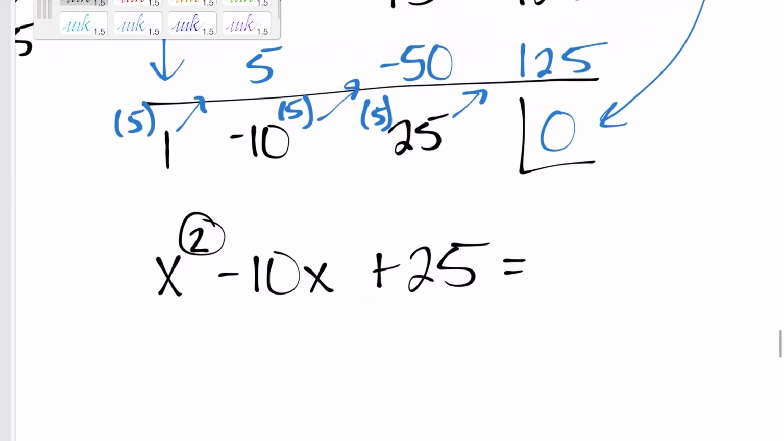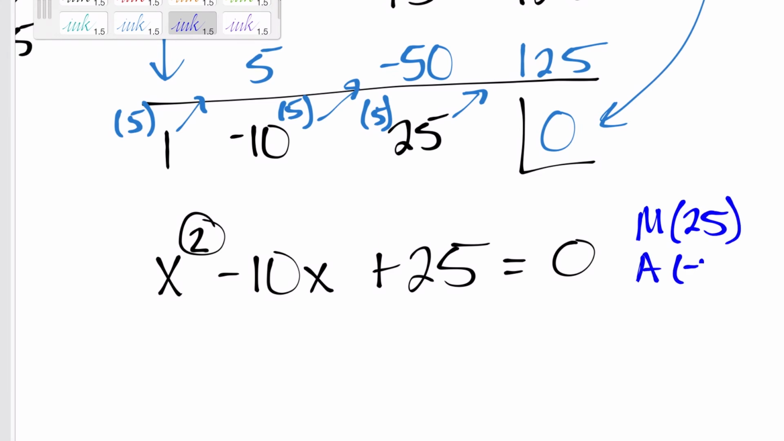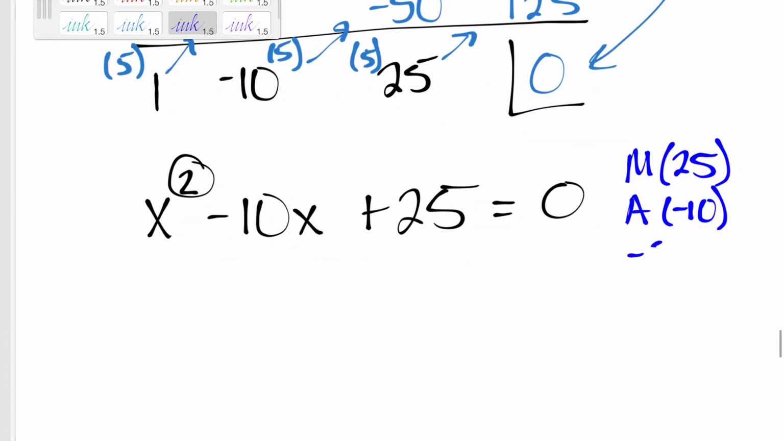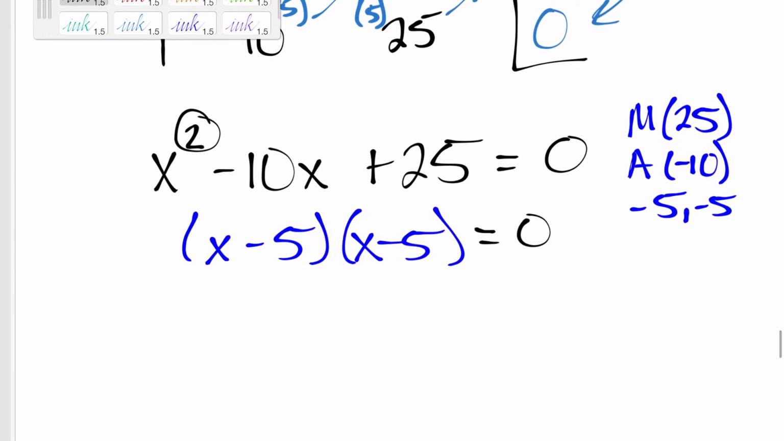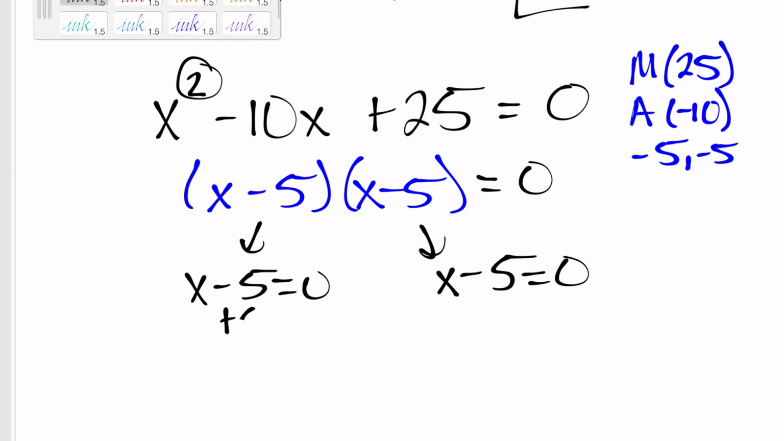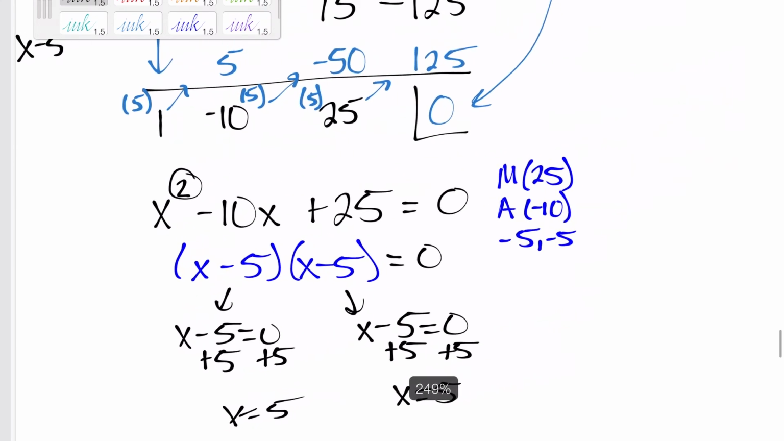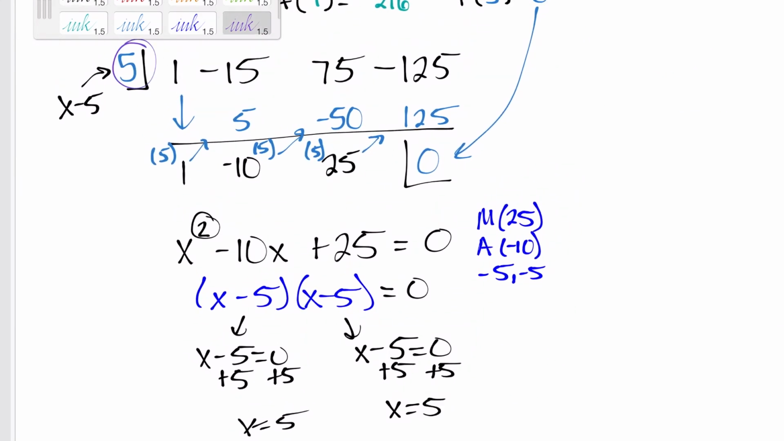And from here, if I set this equal to 0, this is something I can easily factor. If I'm multiplying to get 25 and adding to get -10, I know the numbers that do that are going to be -5 and -5. So my factors are very nicely x minus 5 and x minus 5. When I set each of these equal to 0, that means I'm going to end up getting +5 for both of these solutions. And since I had a +5 that worked in my synthetic division, that means I have 3 solutions that are all +5. So this will be a triple root.